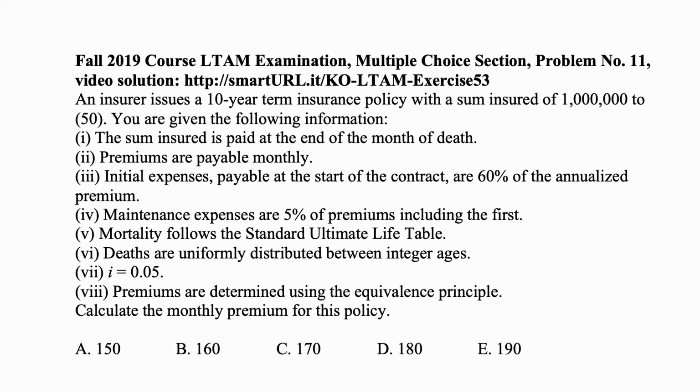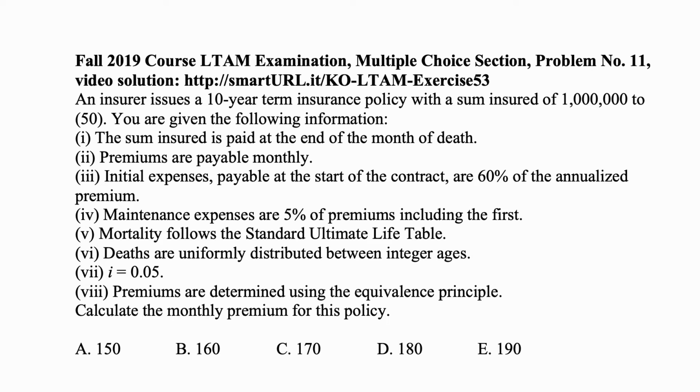Here's a problem for today for exam LTAM. An insurer issues a 10-year term insurance policy with a sum insured of $1 million to a 50-year-old. You are given the following information. The sum insured is paid at the end of the month of death. Premiums are payable monthly. Initial expenses payable at the start of the contract are 60% of the annualized premium. Maintenance expenses are 5% of premiums, including the first.